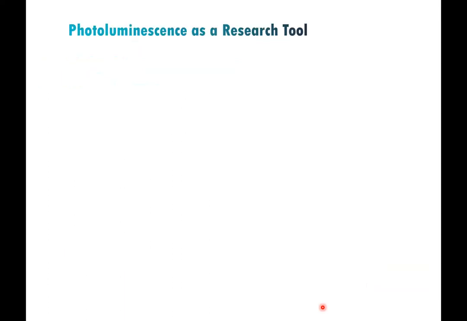All right, so if you've read this chapter, the way it's organized is into different areas that photoluminescence is important in. The first of those is just using photoluminescence as a research tool. And this is an extension of things that we've mostly talked about. But what are some ways that in a research setting photoluminescence is used?